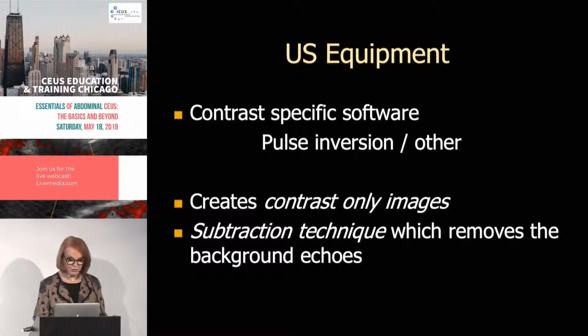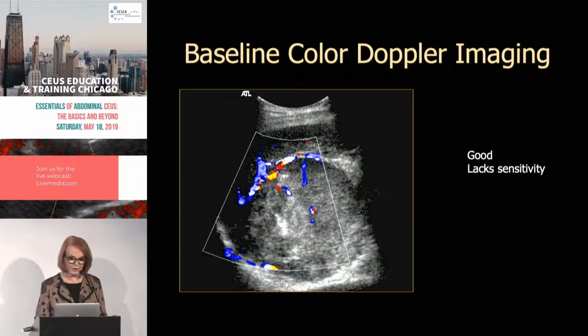As Richard mentioned, we're looking at basically techniques that involve at least pulse inversion, although there can be multiple other variations of this at this time. And it's very important that we want to create a contrast-only image where we attribute all the echoes that we see in the field to the presence of the microbubbles. And of course, he also emphasized that we have an excellent subtraction technique which removes the background echoes.